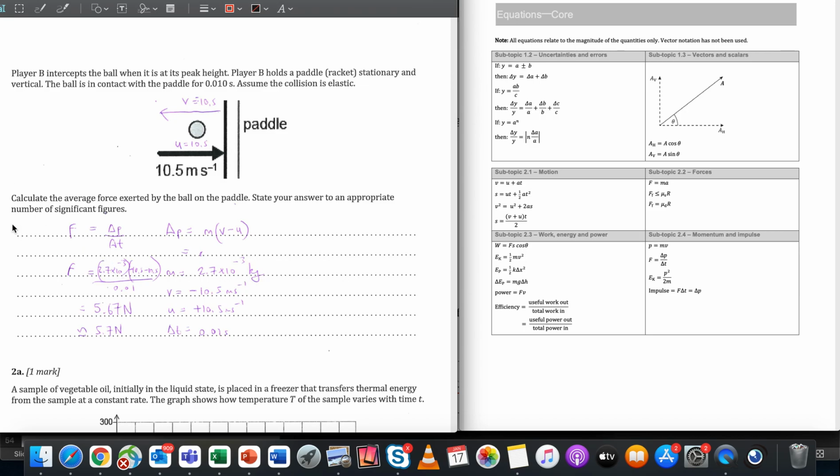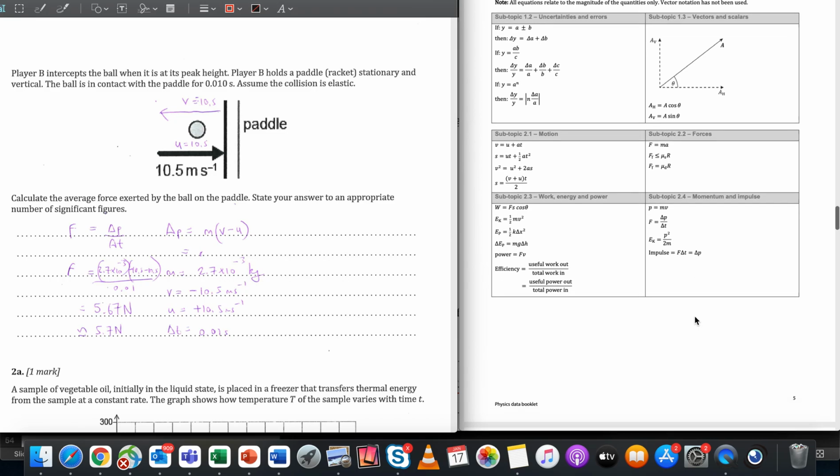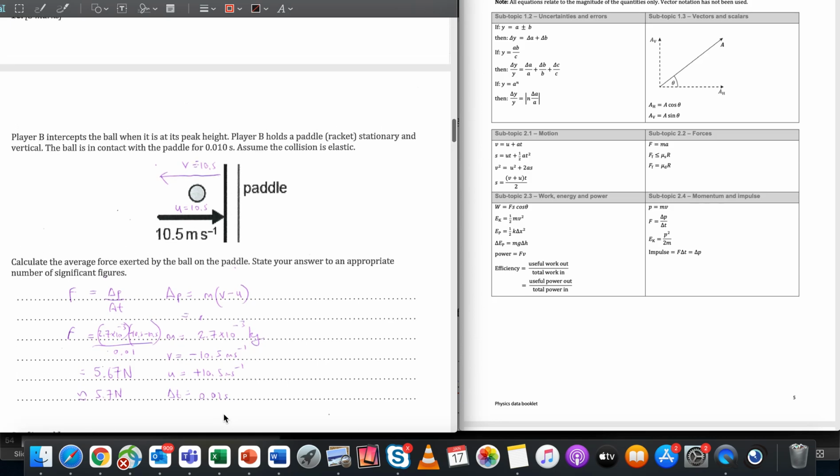All right. If we want to calculate the average force, we are going to use our relationship, Newton's second law, which is that F times delta t, the impulse, is equal to the change in momentum, or in other words, the force is equal to the rate of change of momentum. So we're going to use delta p is equal to m times v minus u, v being the final velocity and the initial velocity here is u.